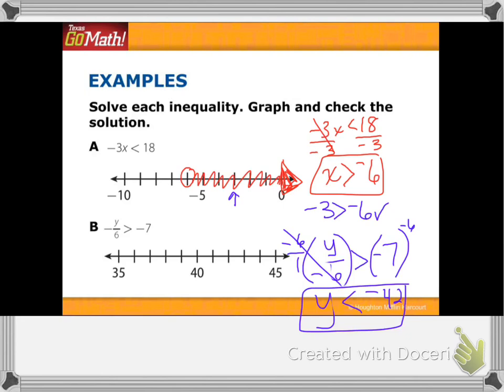At my 42, I'm going to put my open point. Y is anything that's less than 42. And look at that, I wrote a negative here and I should not have. Sorry, guys. So let's graph this. Y is less than 42, and that's going to come to the left.